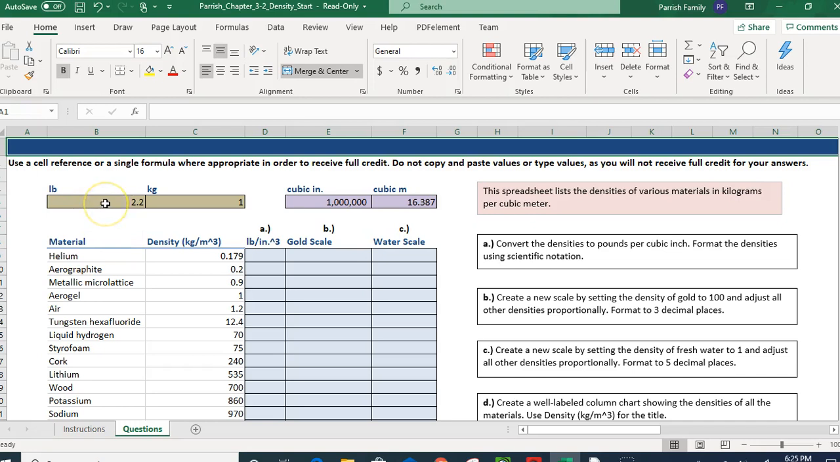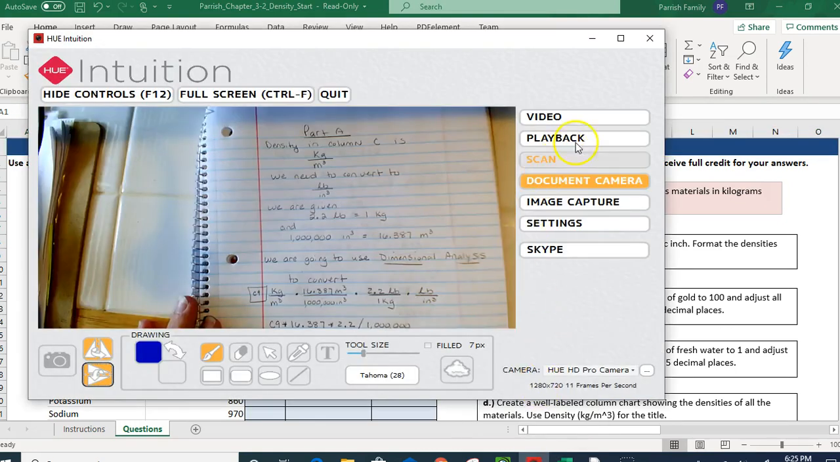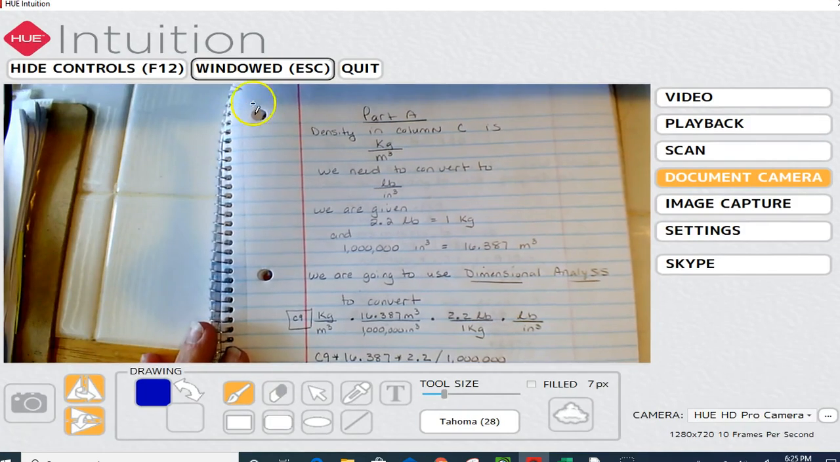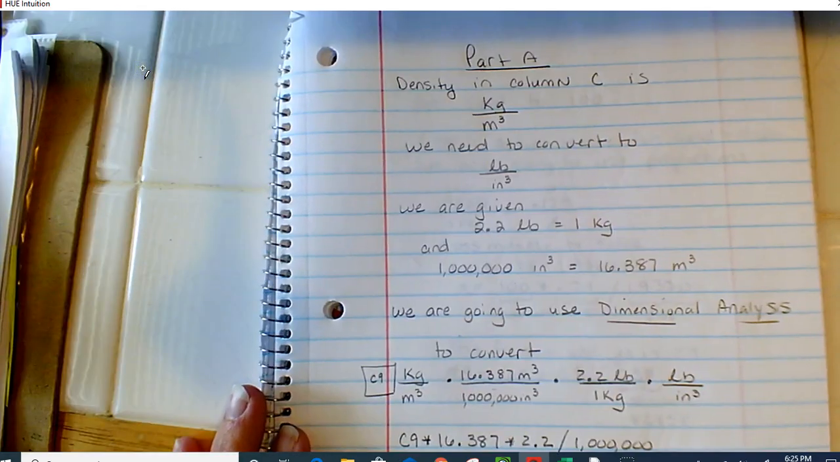They gave you that 2.2 pounds equals 1 kilogram, and they also gave you that 100,000 cubic inches is equal to 16.387 cubic meters. So what we want to do is use that information and the information in the table to do our conversions. At this point I want to switch over and show you what I've written down, some conversions that we're going to talk about.